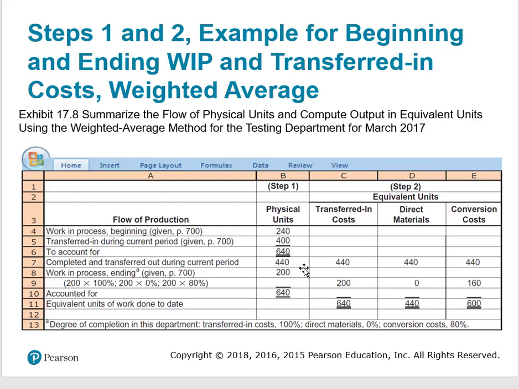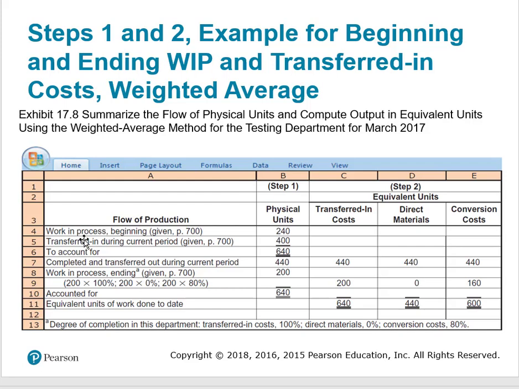440 were completed and went out the door, so those are 100% complete equivalent units. And the ending work in process was 200 units, all right, which was 100% complete for transferred in costs, 0% complete for direct materials, and 80% complete for conversion. So there are resulting equivalent units, and that's the total equivalent units of work done to date. Okay, so now we'll take that and divide the cost by those units. We've got a unit cost, and we can assign it to ending inventory.